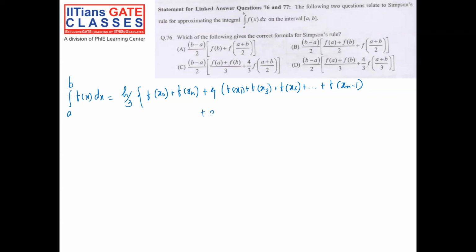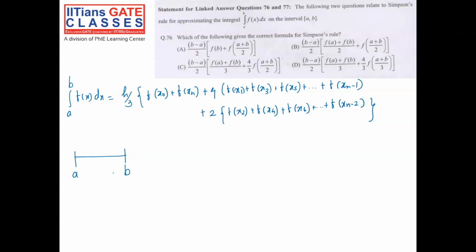then plus 2 times all even terms, f of x2 plus f of x4 plus f of x6 till f of xn minus 2. Okay, so this is how the generalized formula for the Simpson's 1/3 rule will look. And now coming towards this problem, so we got an interval from a to b.